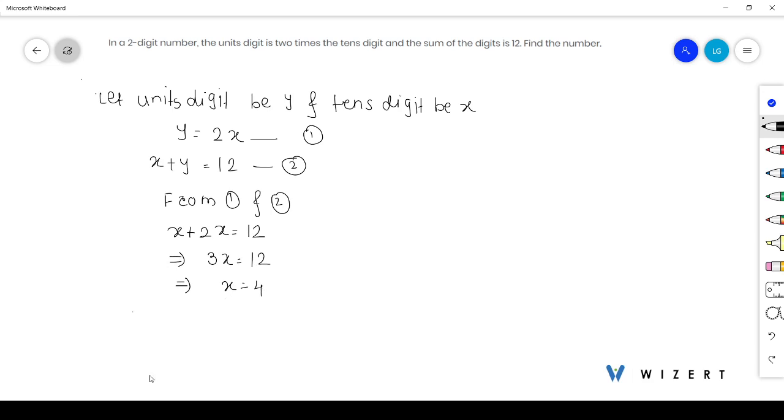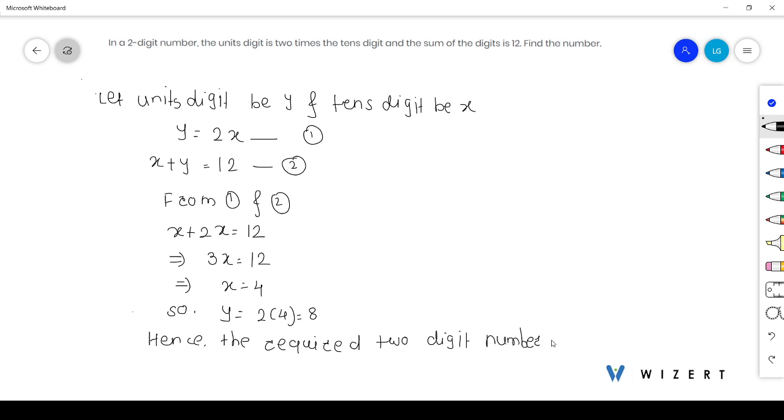So if we substitute x equals 4 in 1, y will be 2 times 4, that is 8. Hence the required two-digit number is 48.